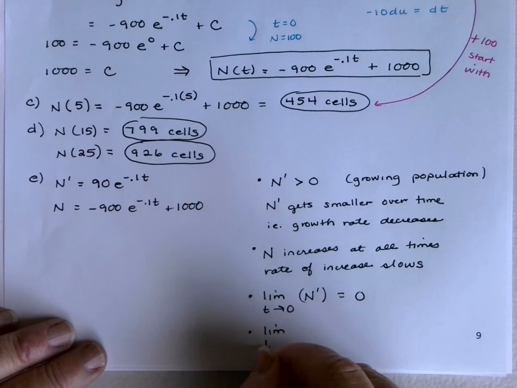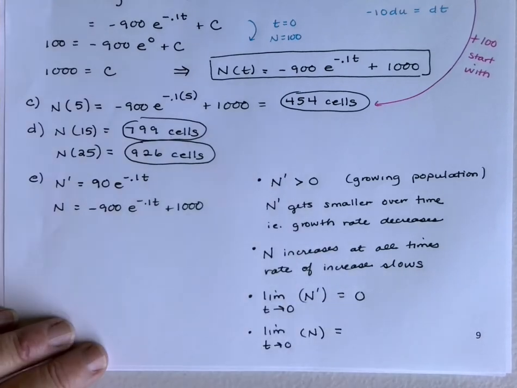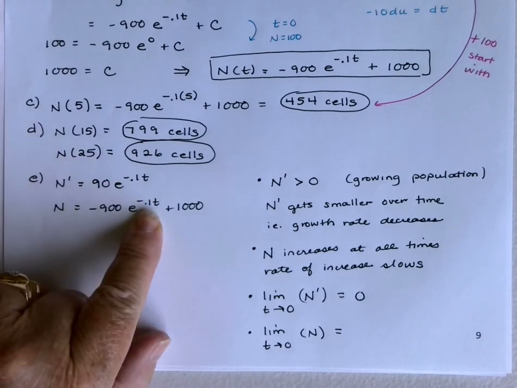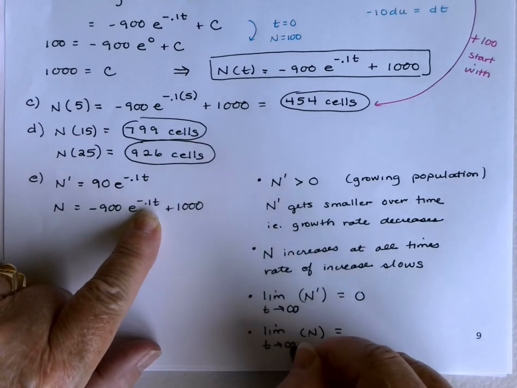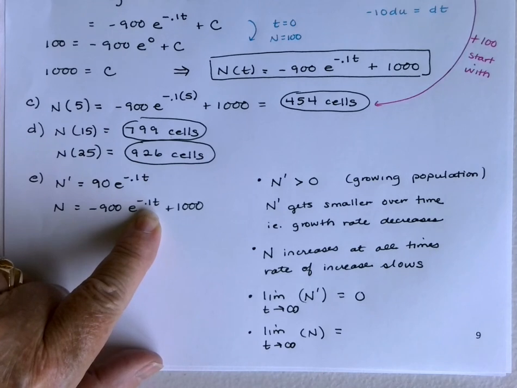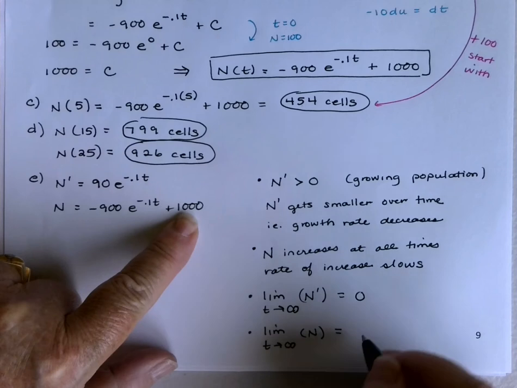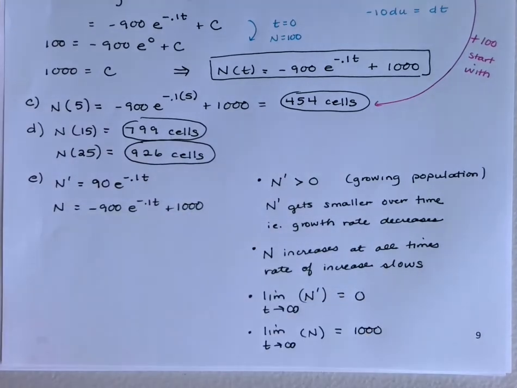What about the limit as t goes to infinity of n itself? Well, by the same logic, here's that e to the negative infinity. I'm sorry, I keep writing t goes to 0, but I really mean t goes to infinity. My fault. E to the negative infinity, again, goes to 0. So all you're going to have left is the 1,000. This population is going to stop growing. The rate of change becomes 0, and it levels off at 1,000.